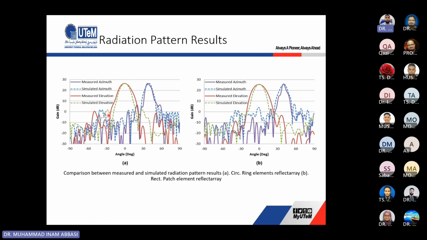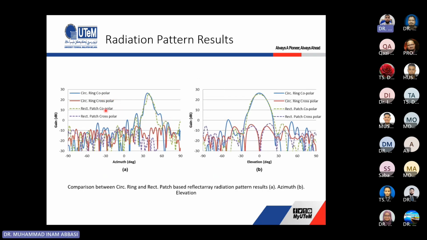Okay, so these are the results in the azimuth and elevation planes. In the elevation plane we were expecting 0 degrees, and we got almost the same at 0 degrees, with very good agreement with the simulation results. For azimuth we got around 40 degrees, as we were expecting. These are for two different designs.